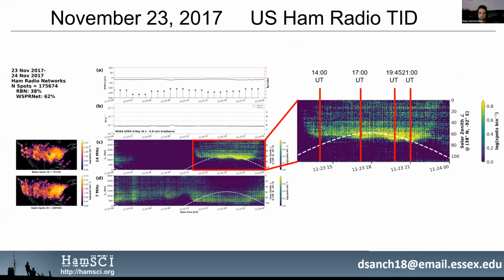One of the primary focuses that I've been doing recently was finding other days with potential TIDs in them. And this is one of the candidates that I found, November 23rd, 2017, comparing this with GNSS TEC data. So we could see here these first waves.